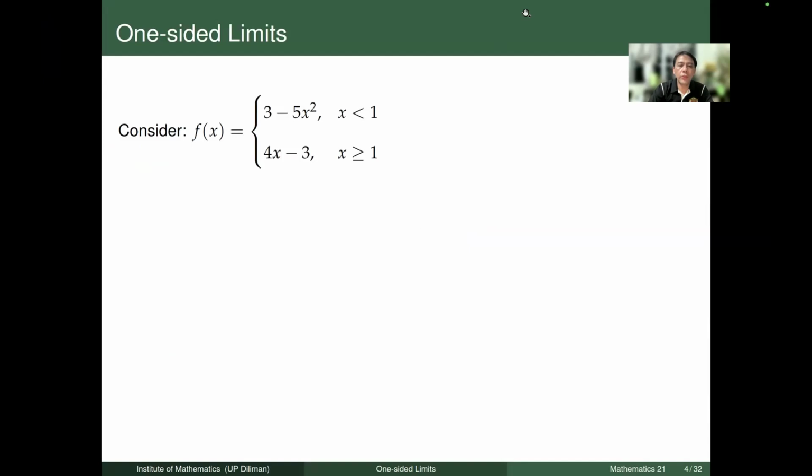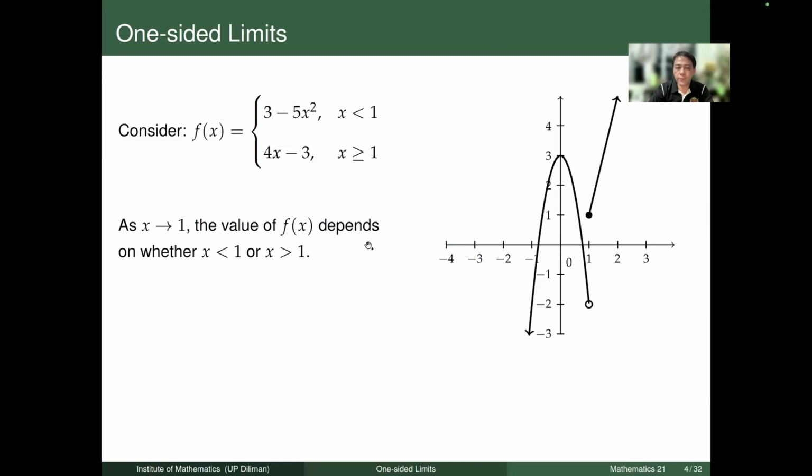So we want to determine if we have this function f of x. When x is less than 1, the function is a quadratic. When x is greater than 1, the function is a line. And the graph of this function looks like this. Okay? So the parabola is where x is less than 1, and then the line is given by this. Okay, this is our line.